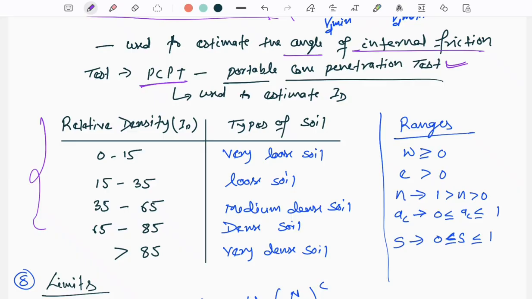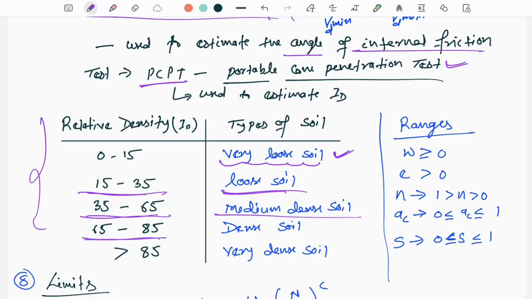If you get the relative density between 0 to 15, then the soil is called very loose soil, meaning the state of the soil is not well compacted. If it is 15 to 35, it is loose soil. Again, if it is 35 to 65, it is medium dense soil. If it is 65 to 85, it is dense soil, and for greater than 85, this is very dense soil. So you can classify the types of soil based on the relative density.